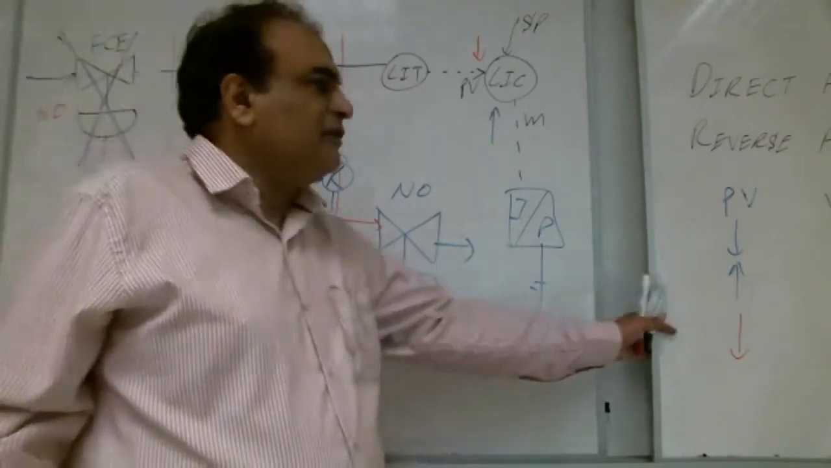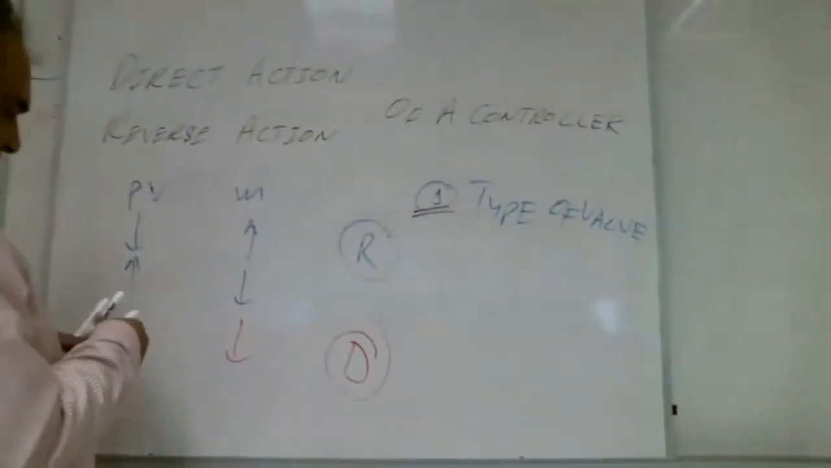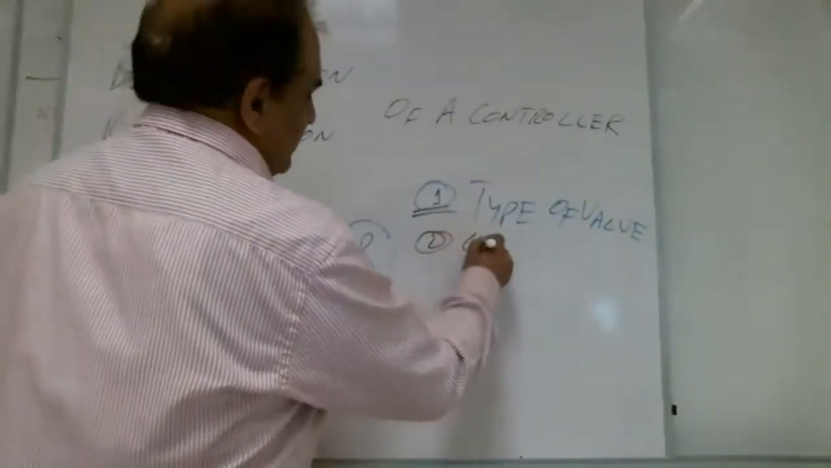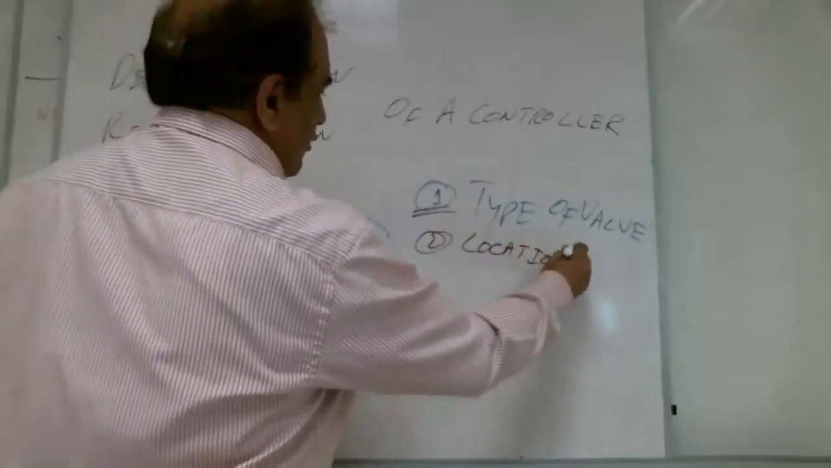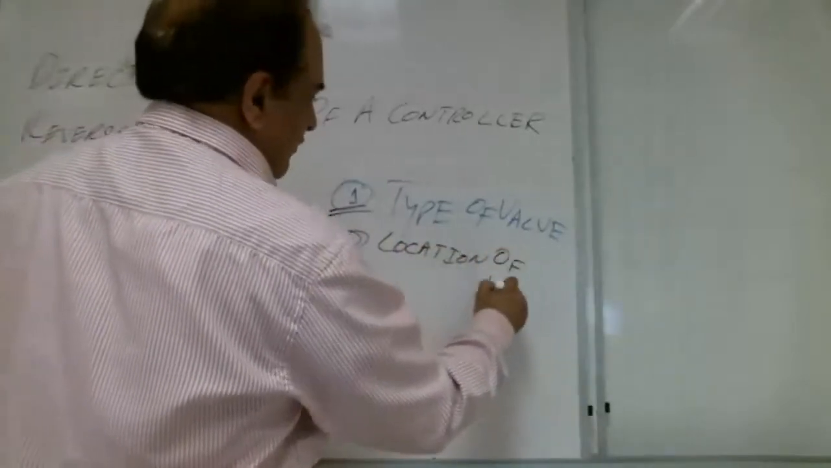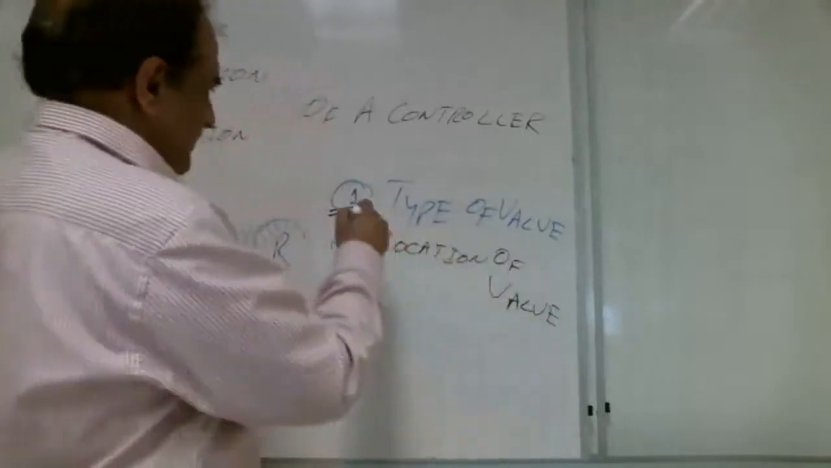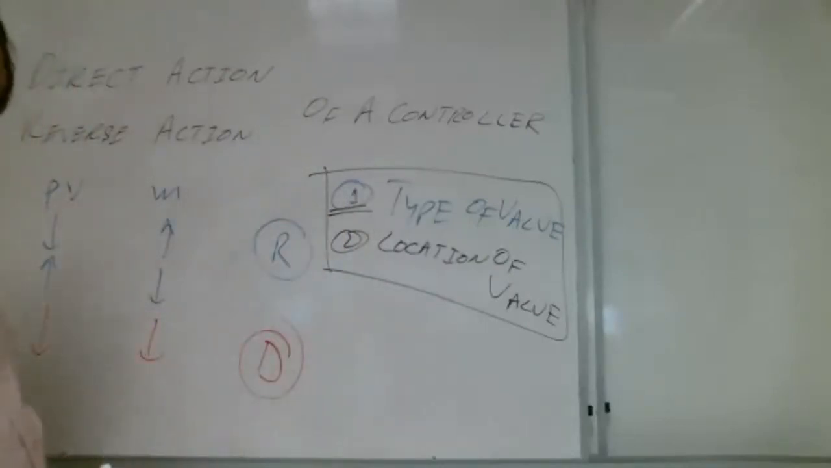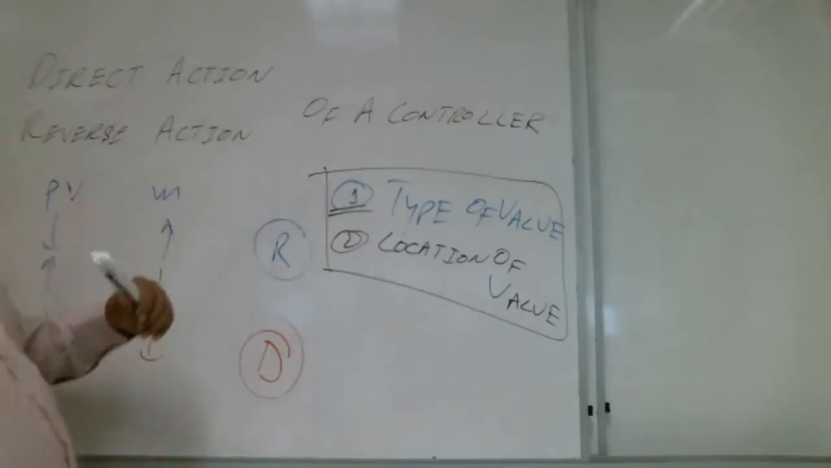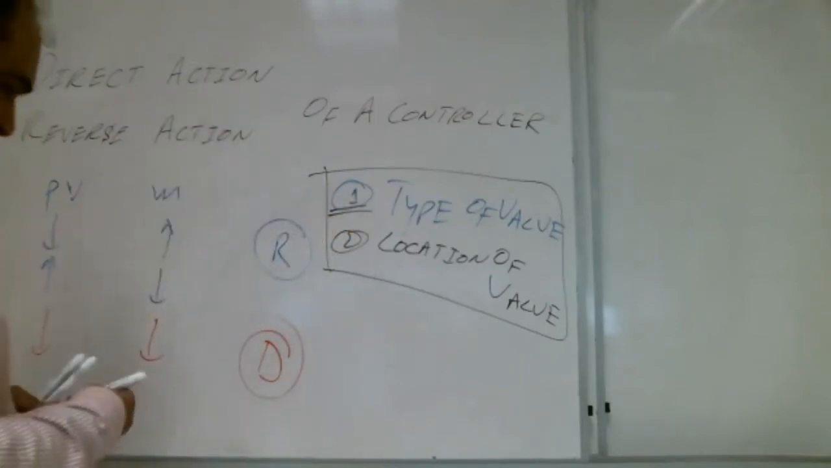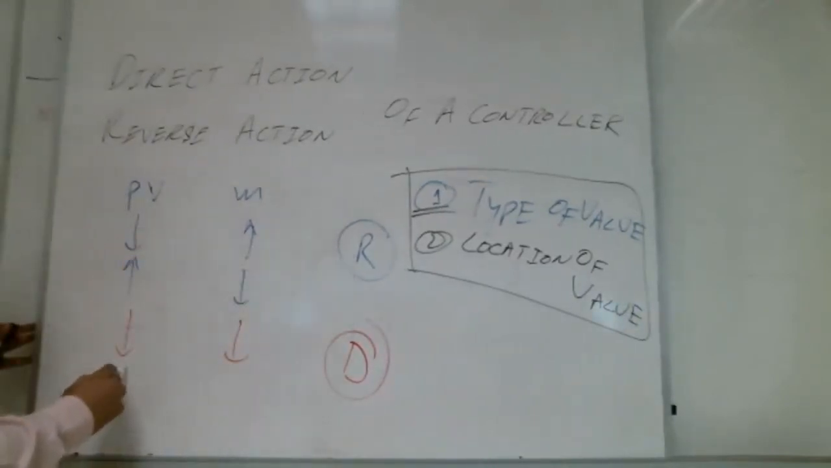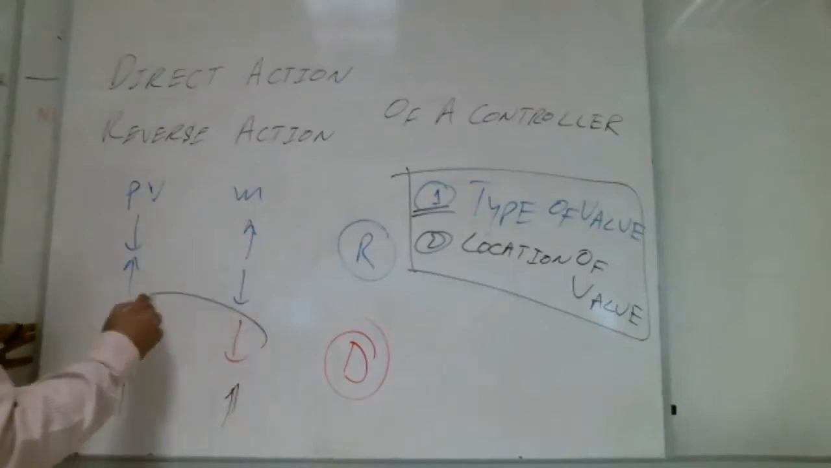So what is the conclusion? Two things are there. Number one, the type of the valve. Number two, the location of the valve. Type of the valve and location of the valve, they decide the action is direct or reverse. And how do we say? If both arrowheads are opposite, it is reverse. If both arrowheads are the same, it is direct.